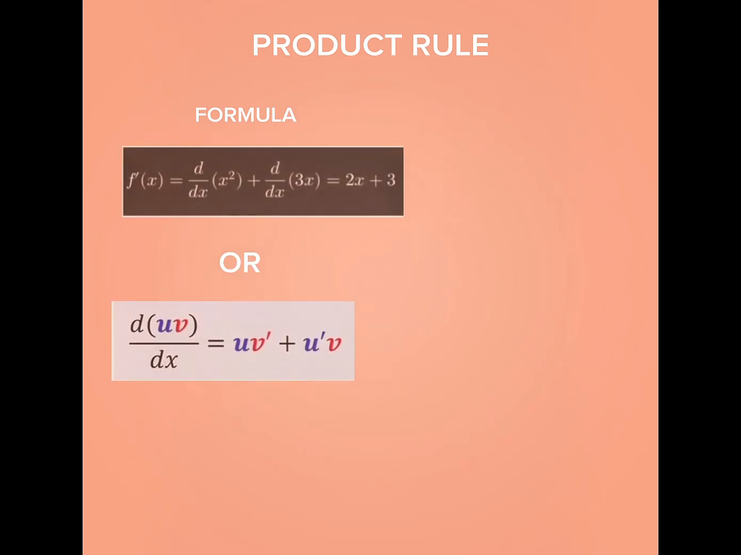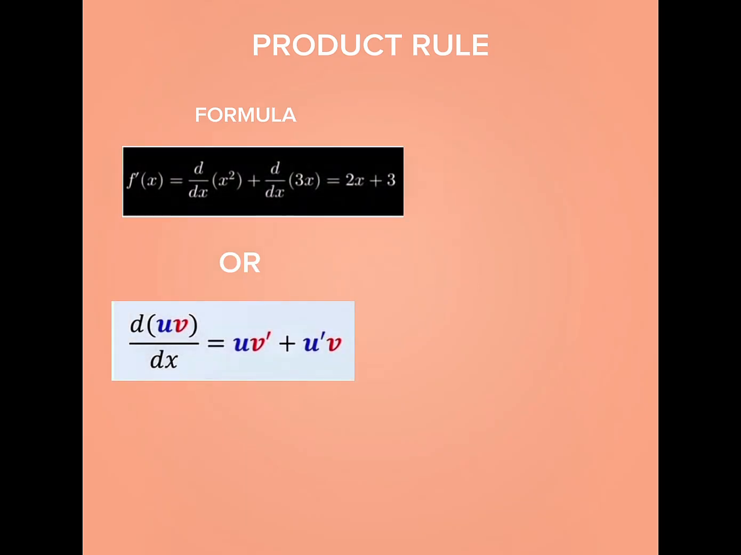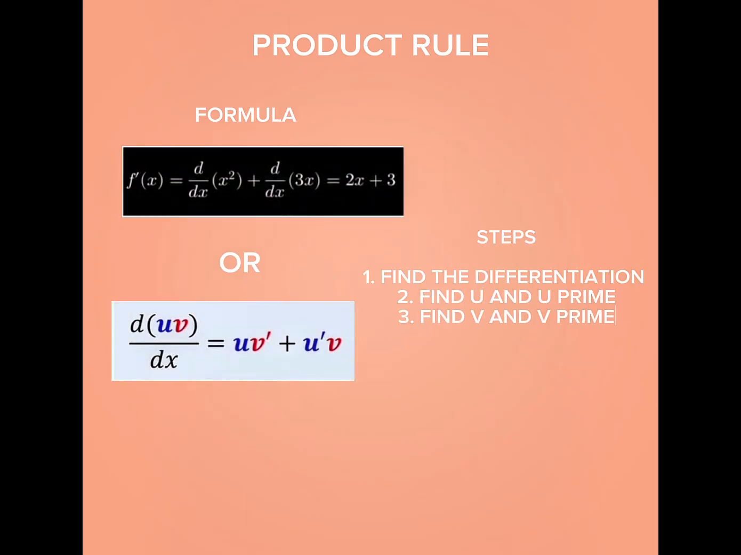Let's move to the third technique, which is the product rule. So this is the formula. Let me explain about the steps. First, find the differentiation. Second, find u and u prime. Third, find v and v prime. After that, you can apply it into the formula. And yeah, that is how to use the product rule.